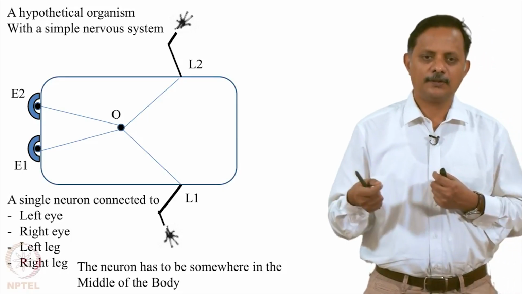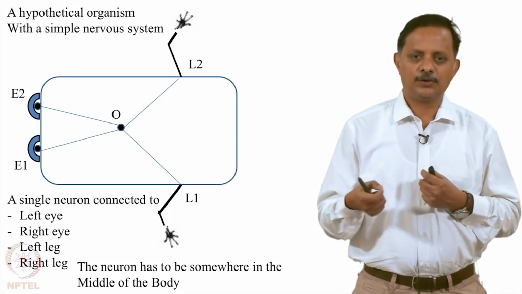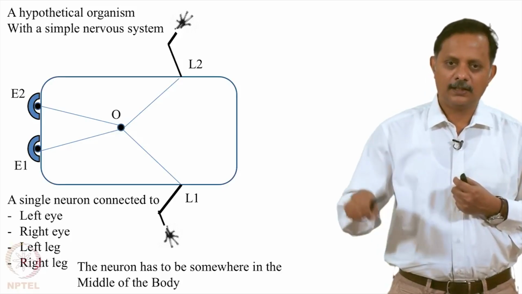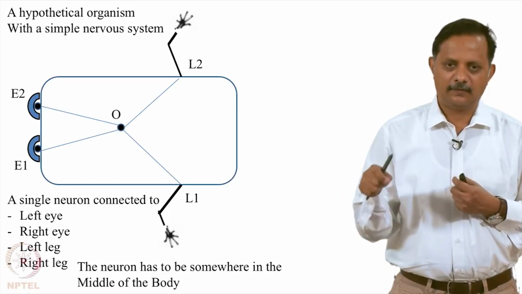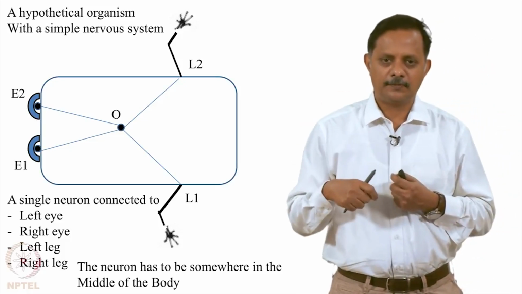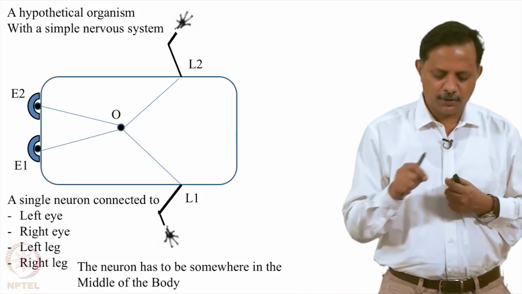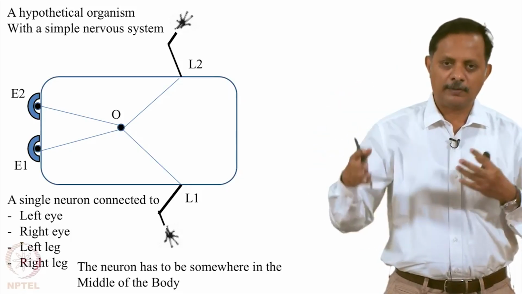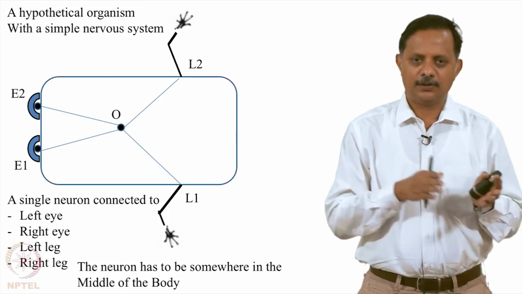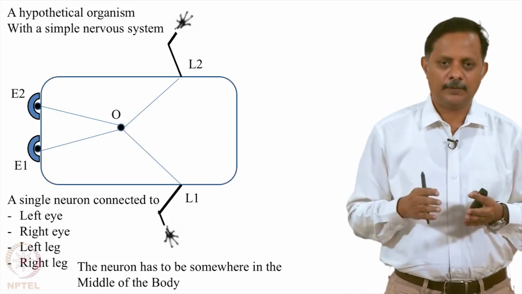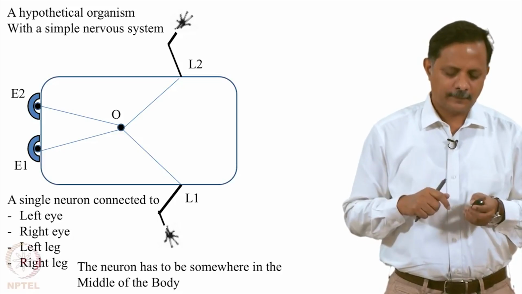So, if you invoke the minimum wire principle, where would this neuron be? You can see that it should be somewhere in the middle, so that the total length of all the wires connecting the neuron to the ends of the body becomes minimum. Because if you take this neuron too close to the eyes, the length to the legs becomes longer, so that will not be minimum. On the other hand, if you take it too close to the legs, the length to the eyes becomes much longer, and on the whole it will not be minimum. So, it should be somewhere in the middle.